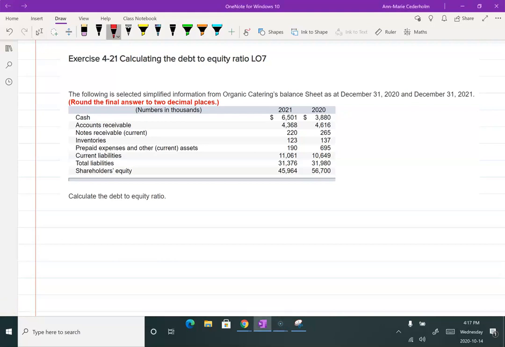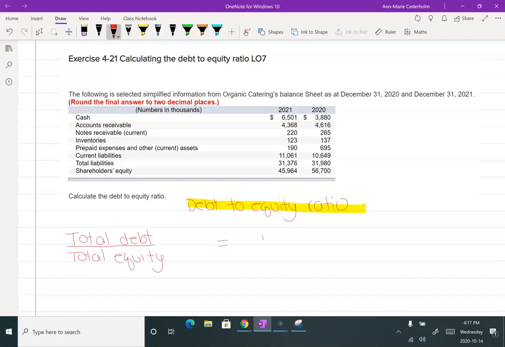So another important ratio we're going to look at is called the debt to equity ratio. And the formula is total debt divided by total equity. But I like to modify this. Total debt really means all of your liabilities. So total liabilities divided by, since this is a corporation, our total shareholders' equity.